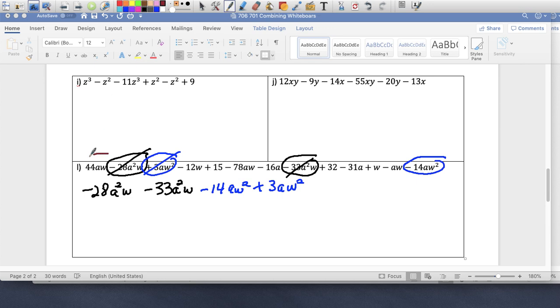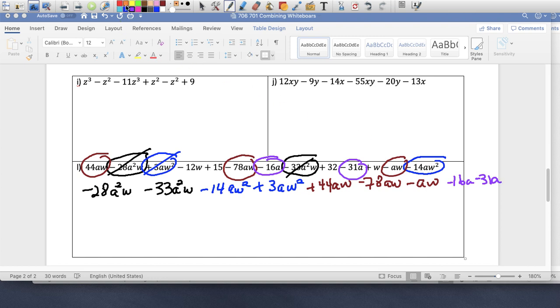In red, I'm going to do the AW, so plus 44AW. Is there any other AW? There's one more here. Minus 78AW. Oh, there's another one here. Minus AW. And that's it. Purple, I'm going to do the A's. Minus 16A. Minus 31A. And then in orange, I'm going to do the W's. So I'm going to do just a W. Negative 12W. Plus W.